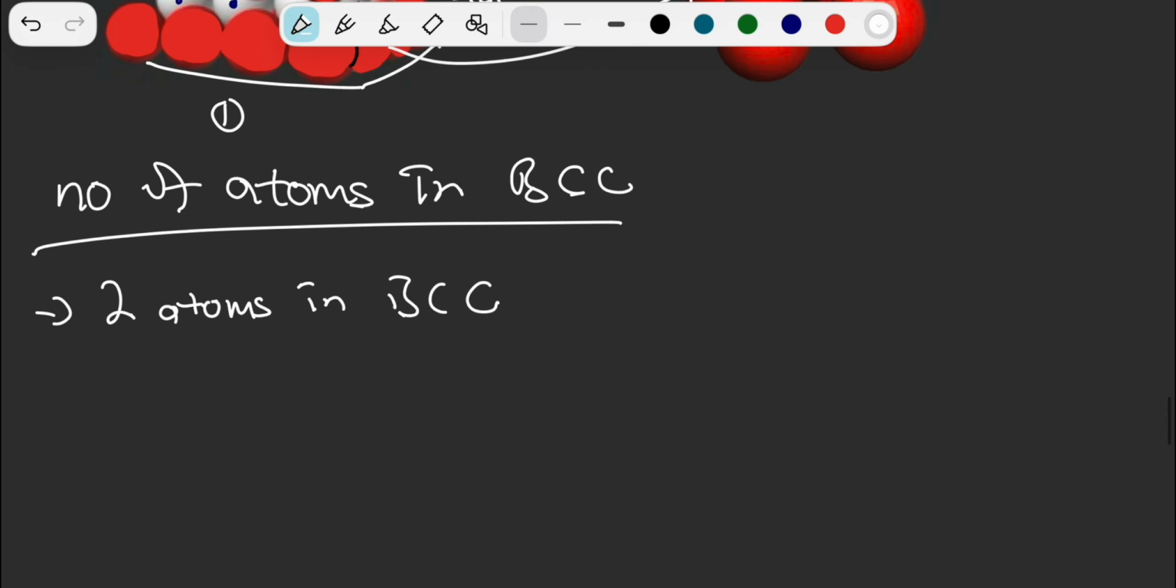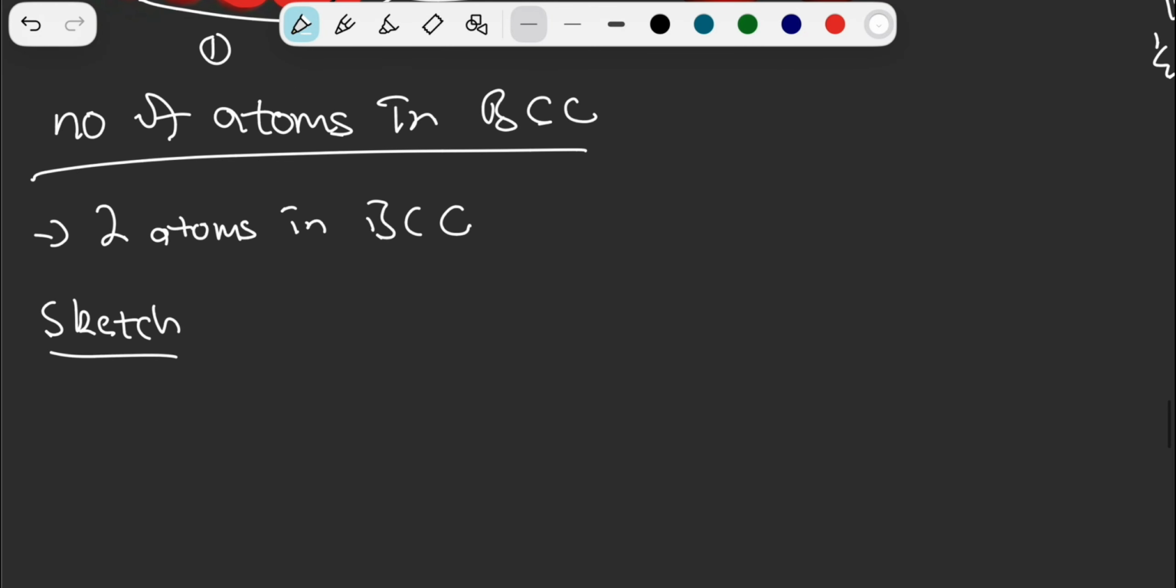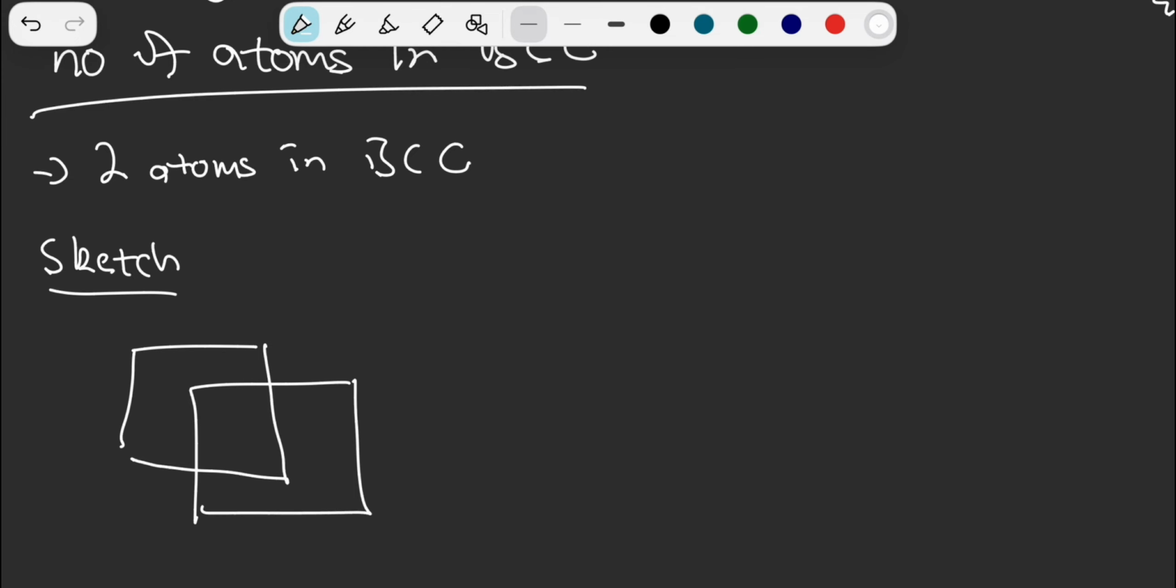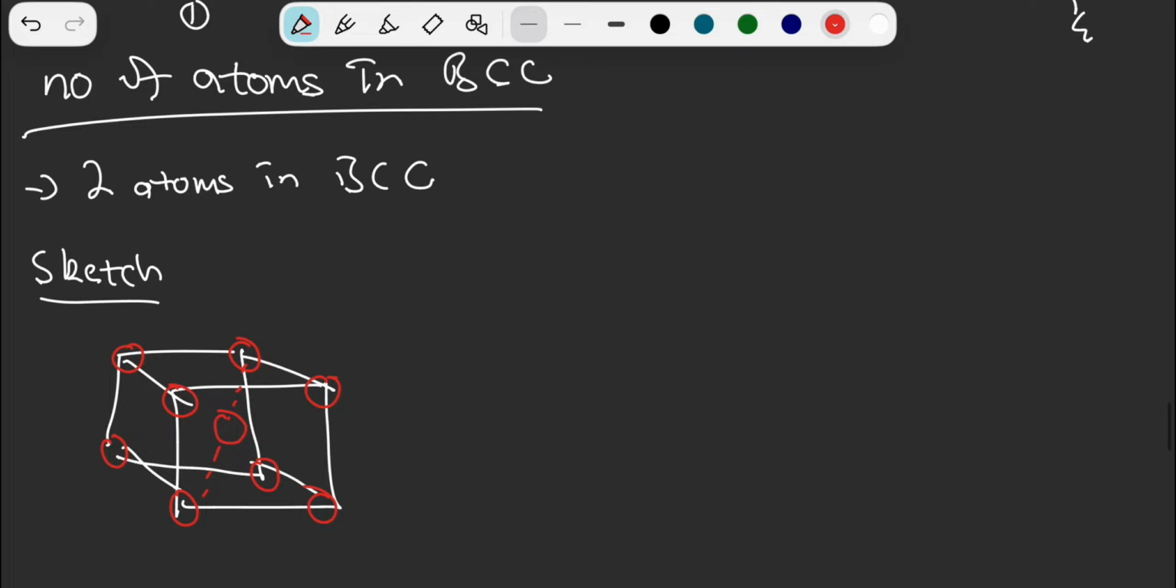Okay. And then the sketch for an examination situation, questions might ask you, can you sketch a BCC? Again, start simply with a big cube. Then just place atoms at every corner over there. And then just place 1 atom in the center over here. And just show that this is the atom that's in the center. This should suffice for BCC.